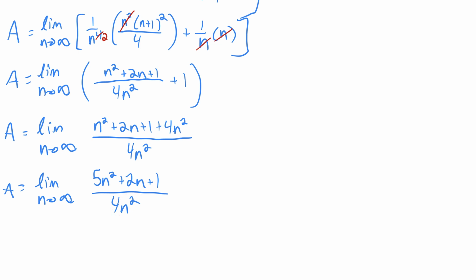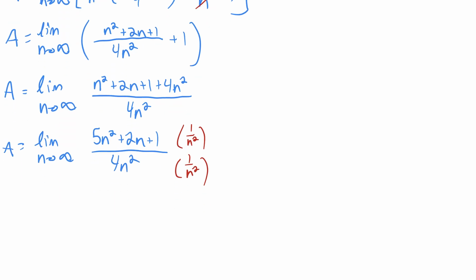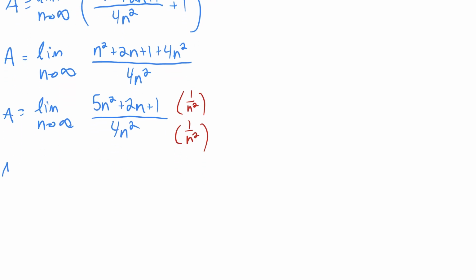So I can just write that I'm going to multiply the top by 1 over n squared and the bottom by 1 over n squared. And then I'll show you what I get when I do that to all the terms in the numerator and denominator. I would get 5 plus 2 over n plus 1 over n squared all over 4.